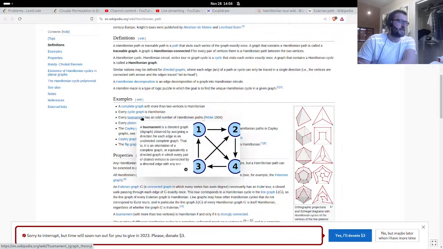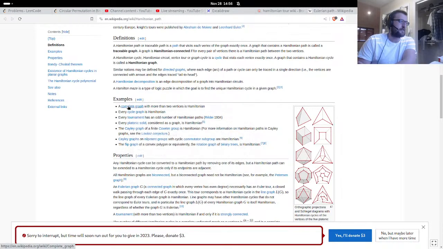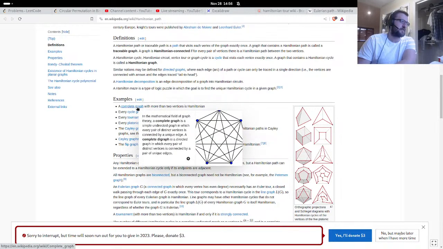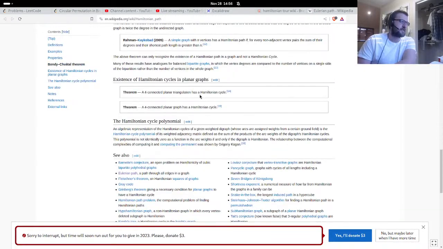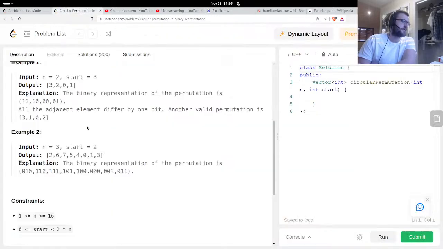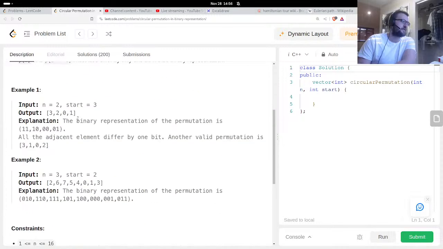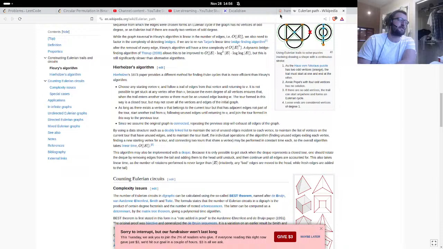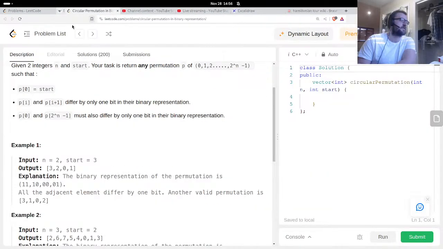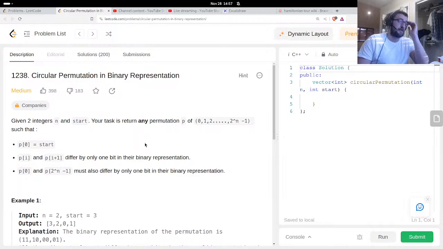So obviously, a complete graph with more than 2 vertices is Hamiltonian. Obviously, this graph has to be Hamiltonian, otherwise you wouldn't be able to do this, right? So it is Hamiltonian, and then the question is, find one such Hamiltonian path.